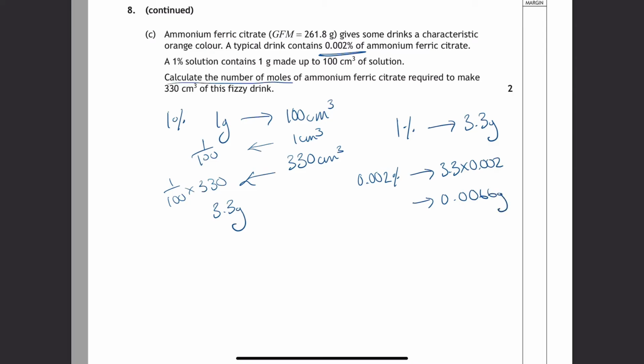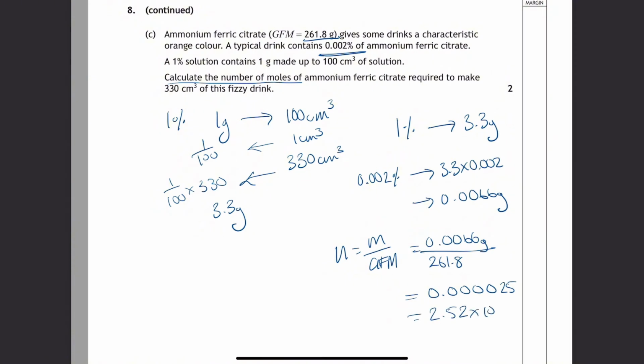It wants us to calculate the moles though. So n is m over GFM. We know it's 0.0066 grams. The GFM it gave us was 261.8. So if we put that into the calculator, we get 0.00025 moles, or in your calculator, it was probably 2.52 times 10 to the minus 5.